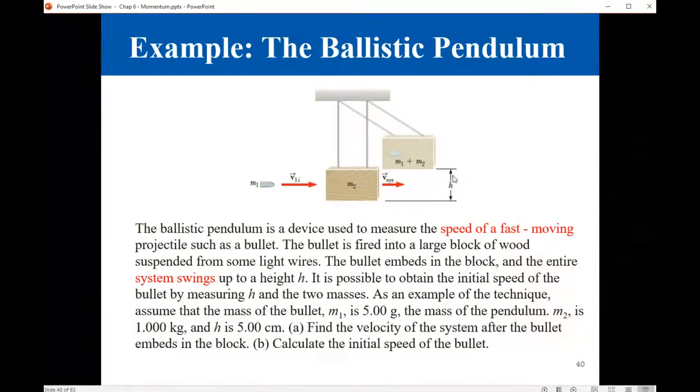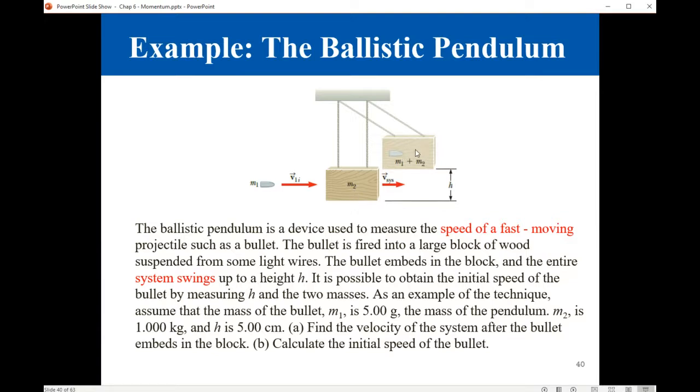As we learned from chapter 5, the conservation of energy principle says that at this point the energy was all kinetic. At maximum height, the energy is all potential. It's easy to calculate the potential energy: mass M1 plus M2, g 9.8, multiplied by h. That is the potential energy at maximum height. And that is equal to the kinetic energy, which is M1 plus M2 multiplied by v squared for this system, divided by 2. Half mass times v squared, that would be kinetic energy.